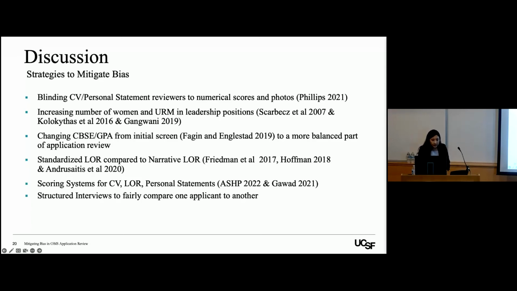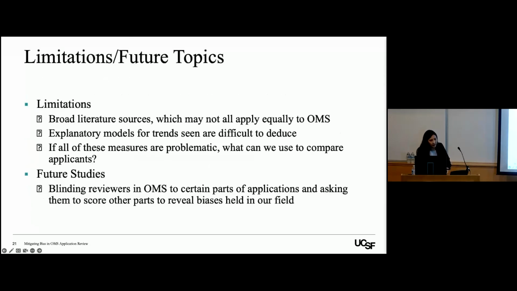Using scoring systems for the CV, letters of rec, and personal statements, as well as using structured interviews to fairly compare one applicant to another. In terms of limitations, we did use broad literature sources, which may not all apply to OMS. Explanatory models for trends are difficult to deduce. And if all these measures are considered problematic, then what can we use to compare applicants with? For future studies, we plan on blinding reviewers in OMS to certain parts of applications and asking them to score other parts to review biases held in our field.